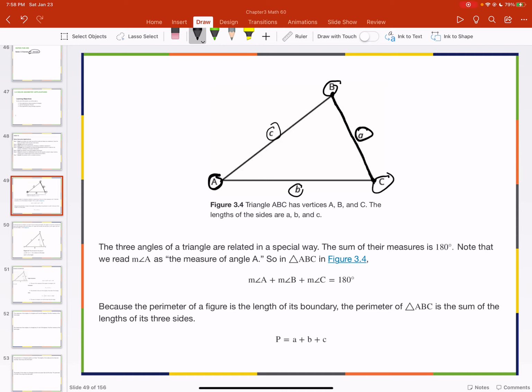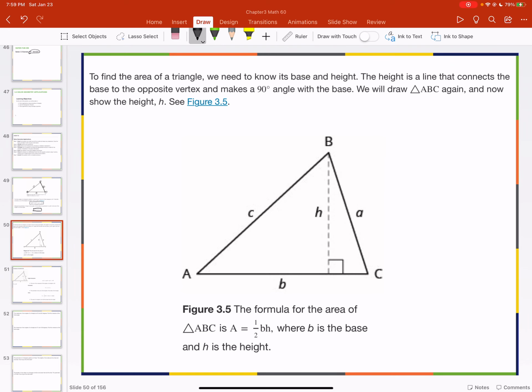Okay, so how are they related? There are a lot of ways, but one very popular way is that the measures of the three angles add up to 180 degrees. So that's one thing about the triangle that we're going to use. And also the perimeter is just the sum of its sides. To find the area, we need to know the base and height.